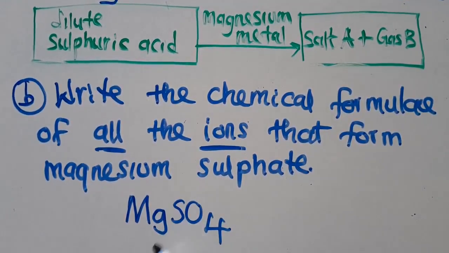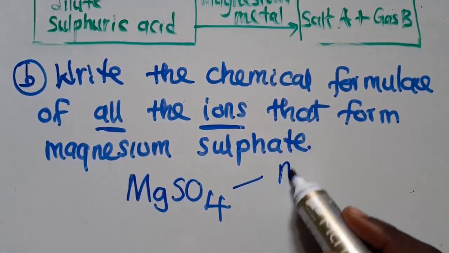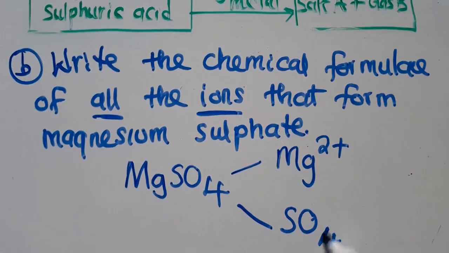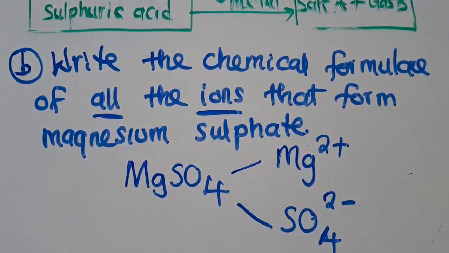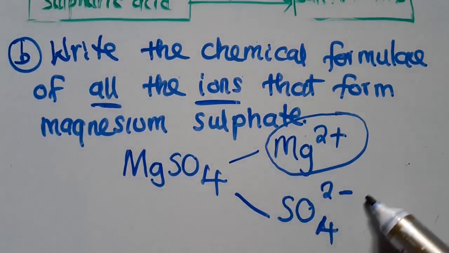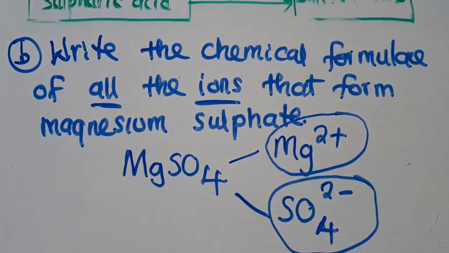Looking at magnesium sulfate, if we separate it, we write the magnesium ion. The magnesium ion is Mg2+, it has a valence of 2. Then we've got the sulfate, SO4, which has a valence of 2 minus. So these are the ions that form magnesium sulfate. This is the first one and this is the second one. These are the 2 ions that form magnesium sulfate.